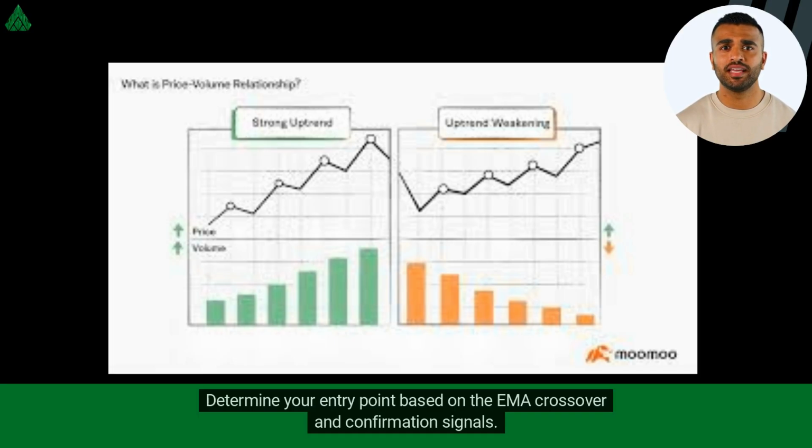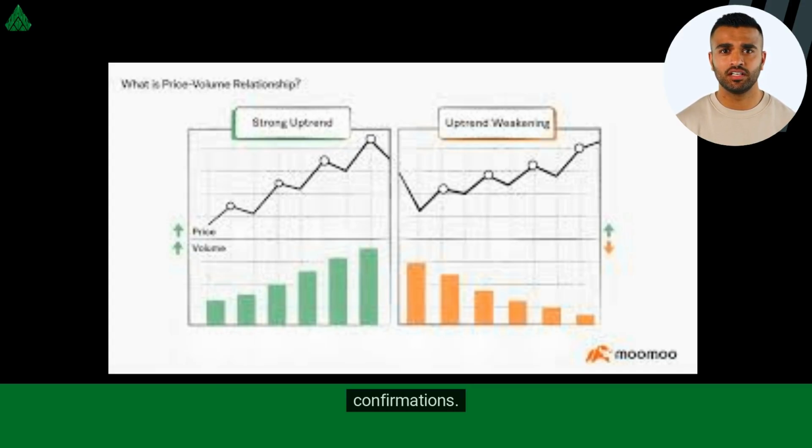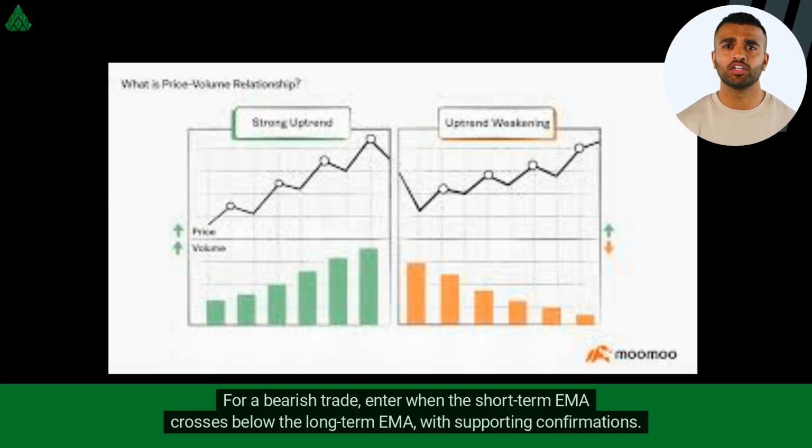Determine your entry point based on the EMA crossover and confirmation signals. For a bullish trade, enter when the short-term EMA crosses above the long-term EMA, supported by additional confirmations. For a bearish trade, enter when the short-term EMA crosses below the long-term EMA, with supporting confirmations.